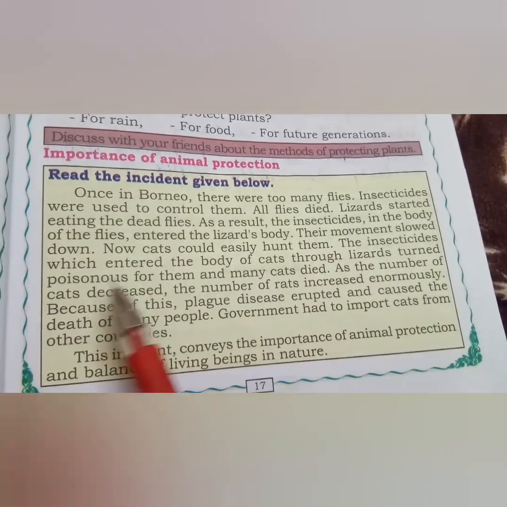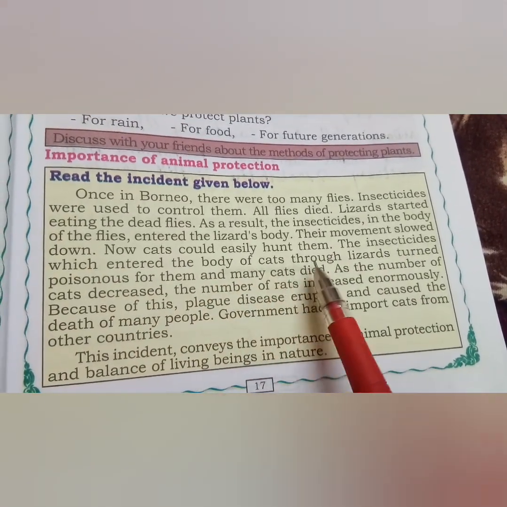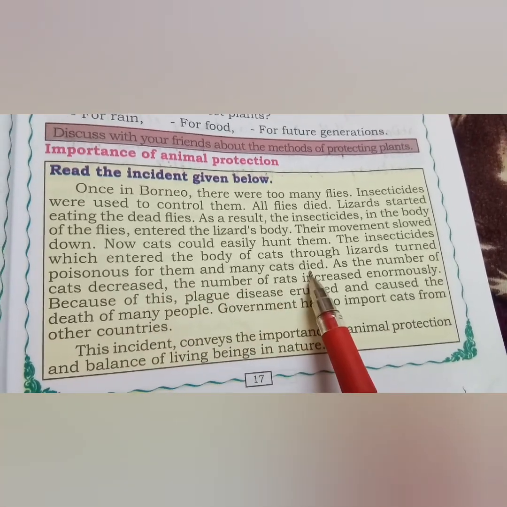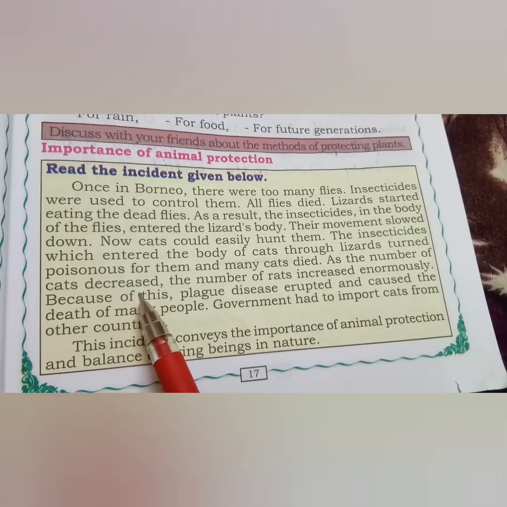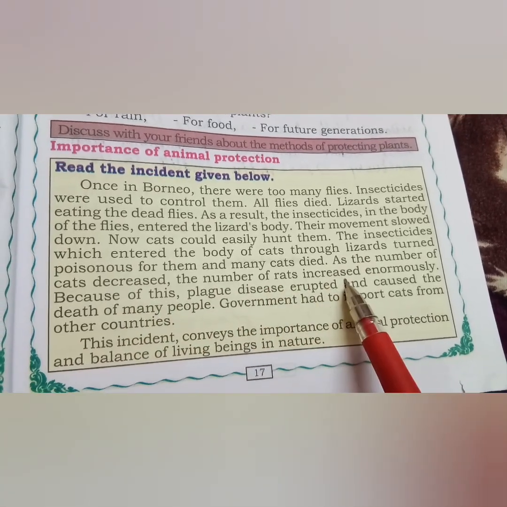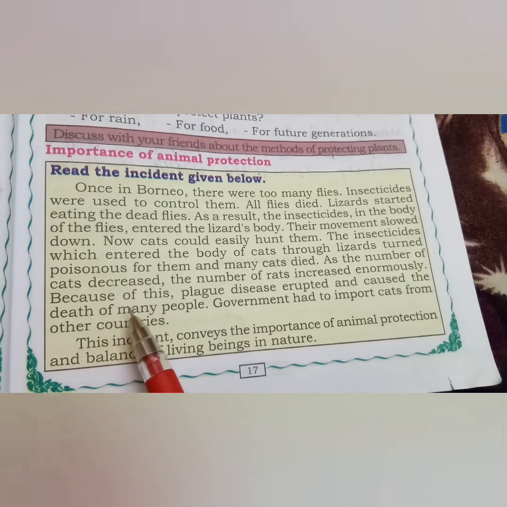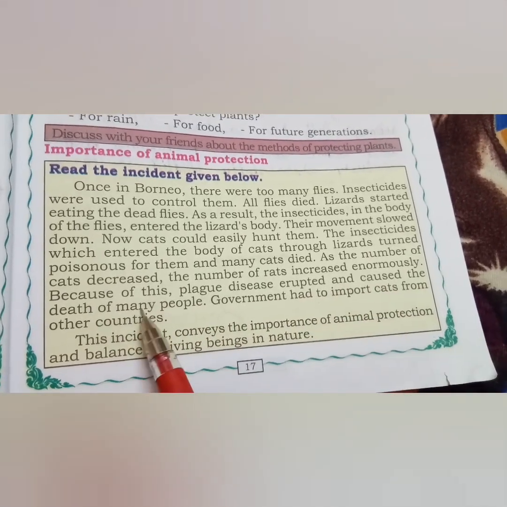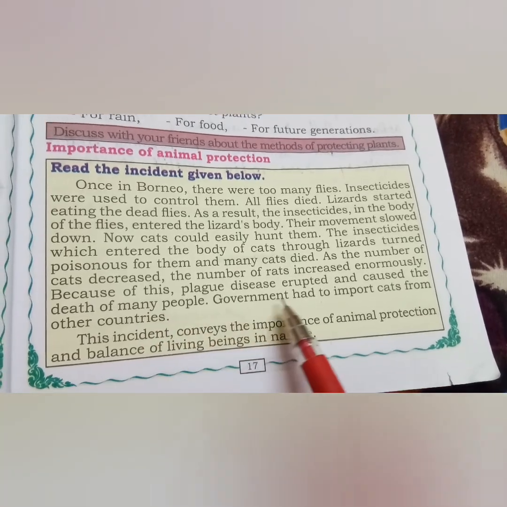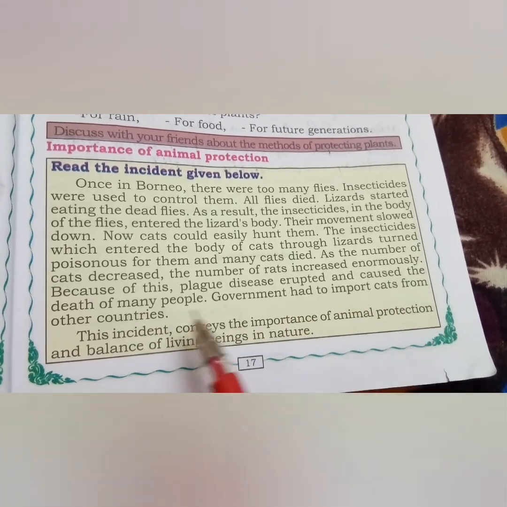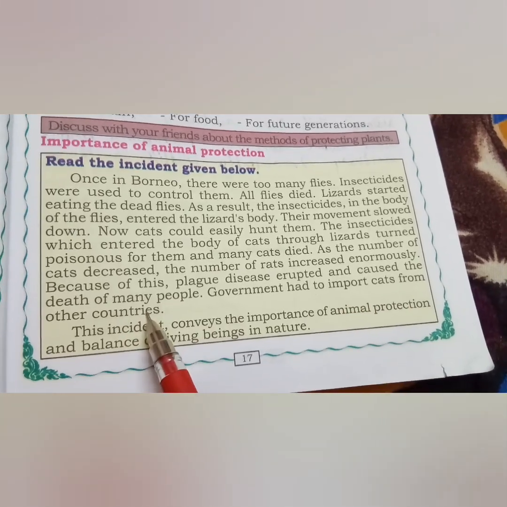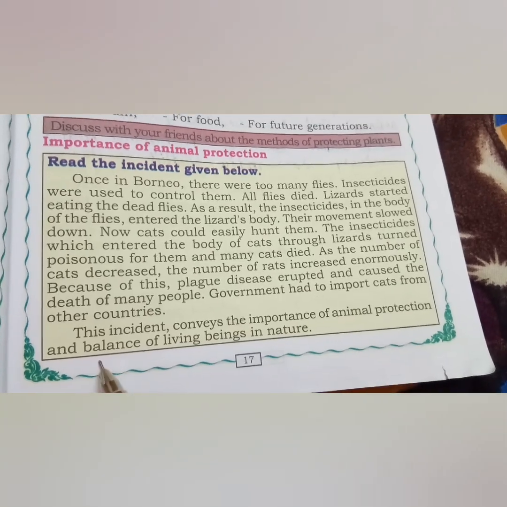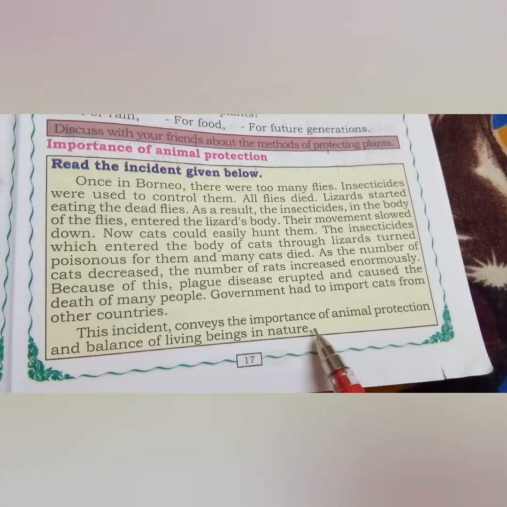The insecticides which entered the body of cats through lizards turned poisonous for them and many cats died. As the number of cats decreased, the number of rats increased enormously. Because of this, plague disease erupted and caused the death of many people. Government had to import cats from other countries. This incident conveys the importance of animal protection and balance of living beings in nature.